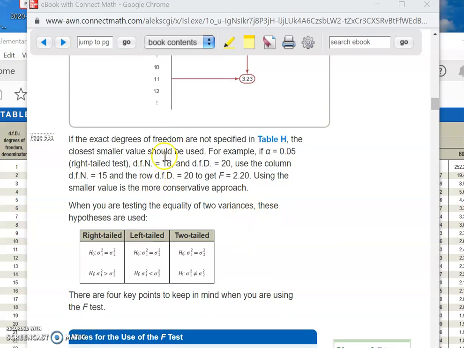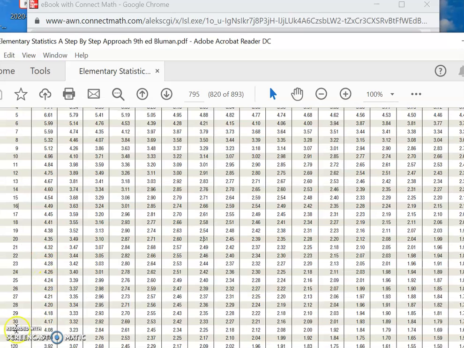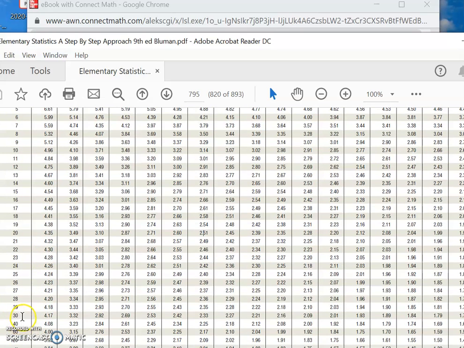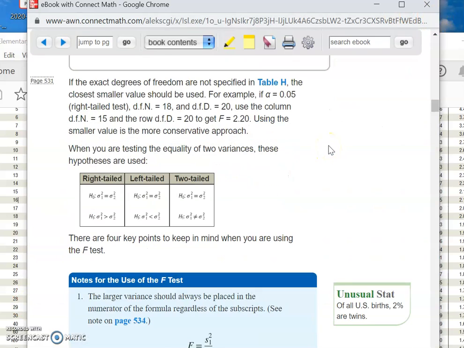What he says here too is, if you don't have this exact degree of freedom, the closest smaller value should be used. So we go down towards the bottom. Let's say it was 32. Well, 32 is not there, so we use the closest smaller value, which is 30. Let's see where that's at.